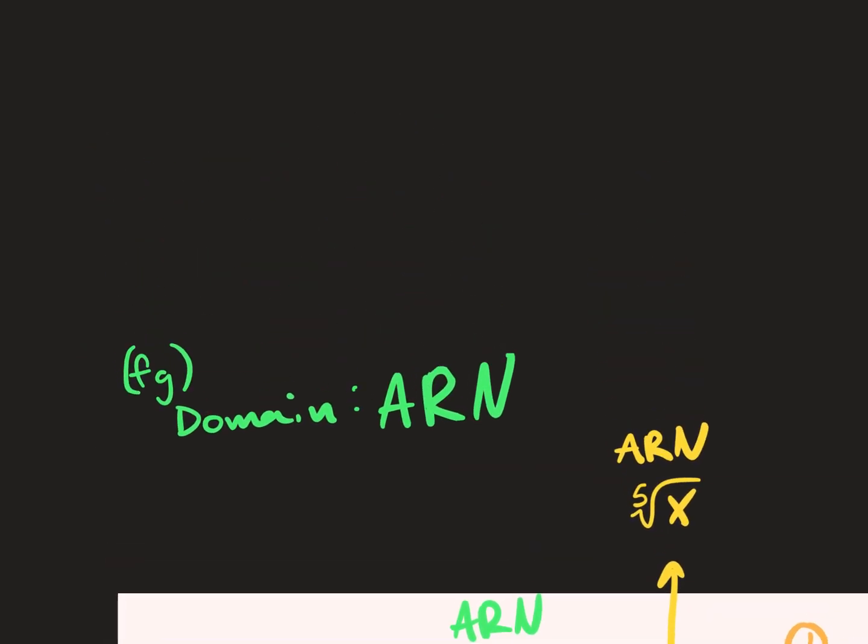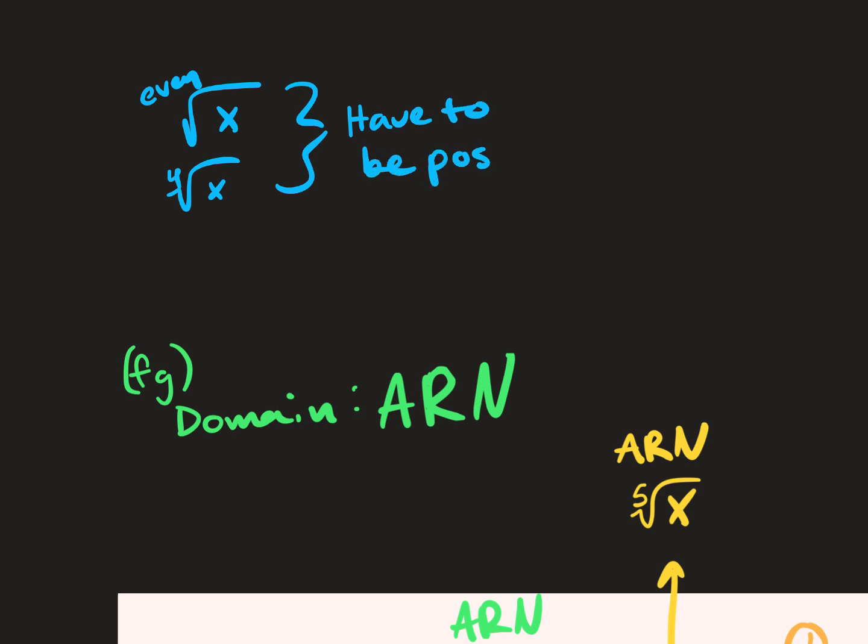So again, the only time it's not going to be all real numbers is if you have a square root of x, because what can I not have under the square root? Negative numbers. And it's only when it's an even index. So if you had like the square root or the 4th root, these have to be positive values for x.